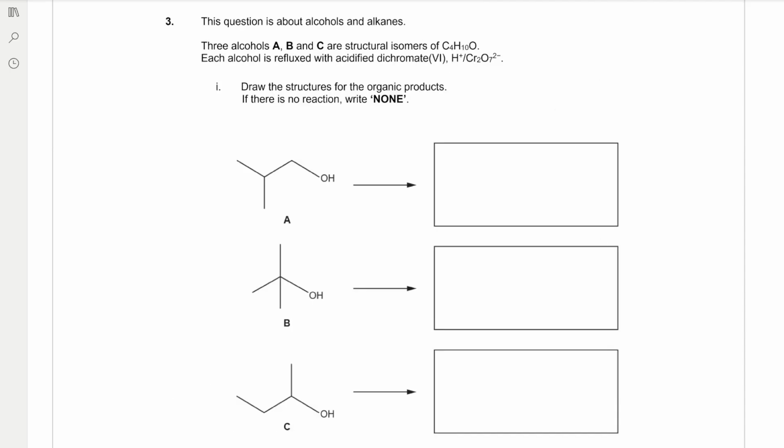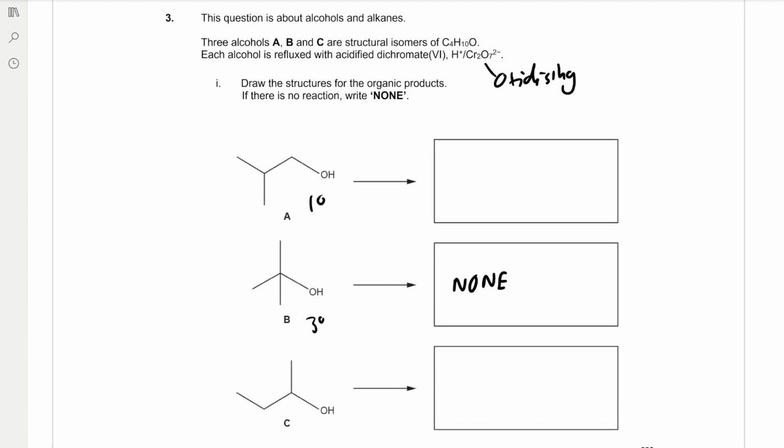Question 3. This question is about alcohols and alkanes. 3 alcohols, A, B and C, are structural isomers of C4H10O. Each alcohol is refluxed with acidified dichromate. Draw the structures for the organic products. If there is no reaction, write none. So we know acidified dichromate is our oxidizing agent. And if we look at A, we know that's a primary alcohol. B is a tertiary alcohol, so that's going to resist oxidation. So we can just write none for that because tertiary alcohols cannot be oxidized. And then C is a secondary alcohol.